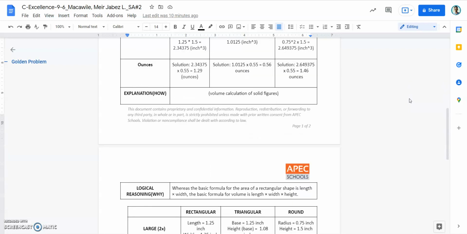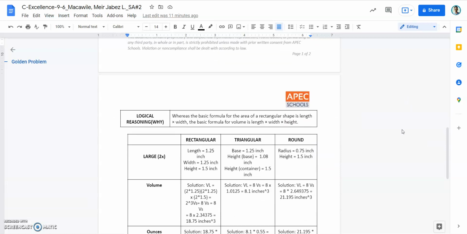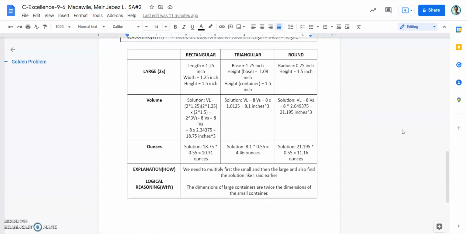Now the explanation is that the volume calculation is for solid figures. Whereas the basic formula for the area of the rectangular shape is length times width, the basic formula for volume is length times width times height. Okay, that's the logic reasoning. Next up, the large part of the candle. Rectangular, just like what I said earlier, you need to keep the other dimensions and change the volume here.